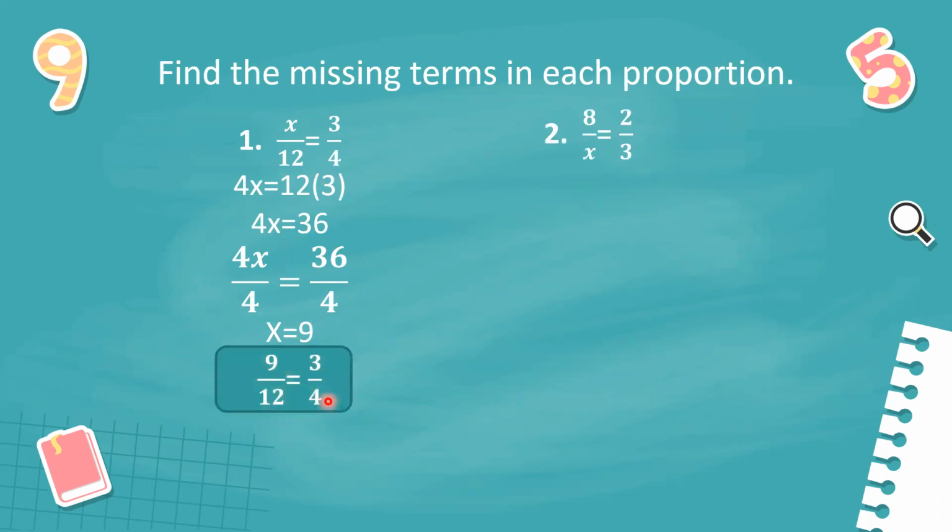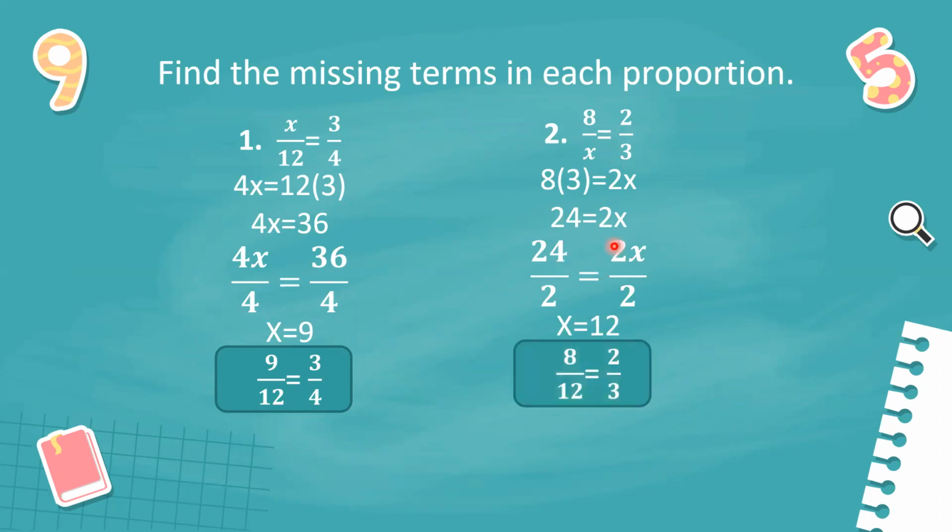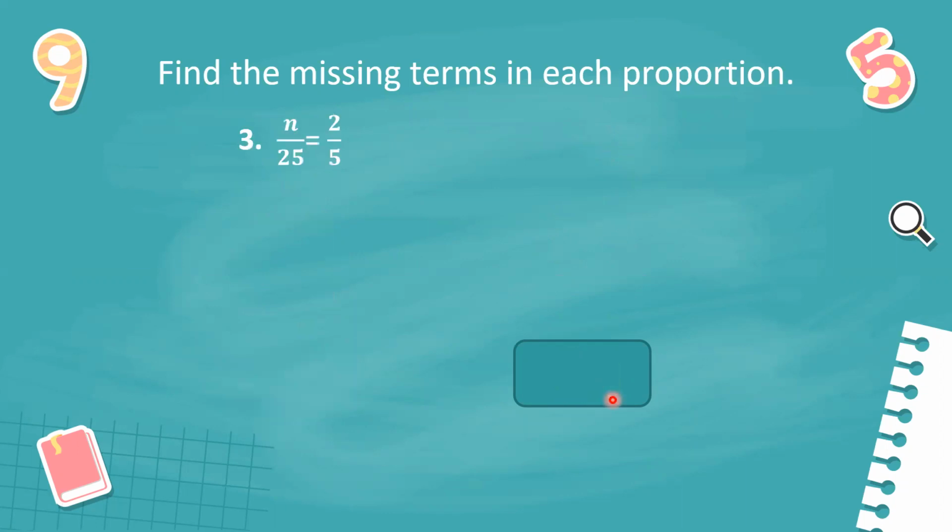Okay, for number 2, we have 8 over x equals 2 over 3. So let's just cross multiply. 8 times 3 equals 2 times x. So that would be 24 equals 2x. Let's divide both sides by 2. x is equal to 12. So let's just substitute x in our given. That would be 8 over 12 equals 2 over 3.